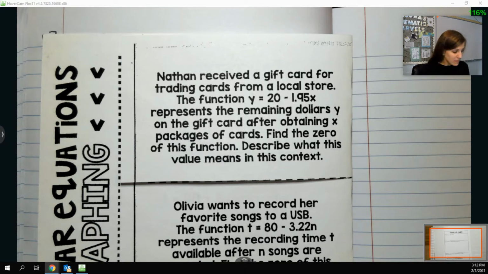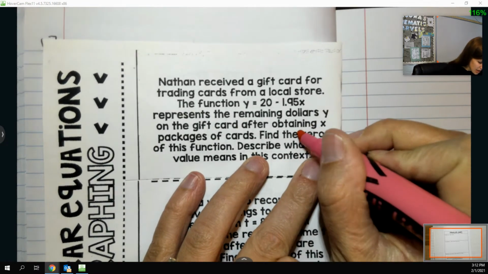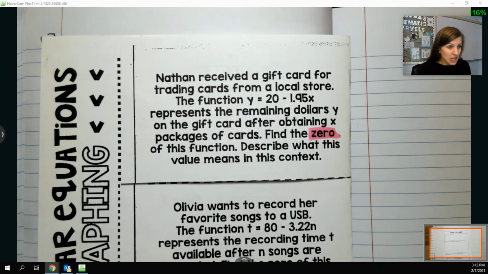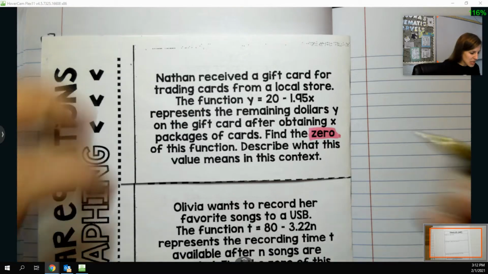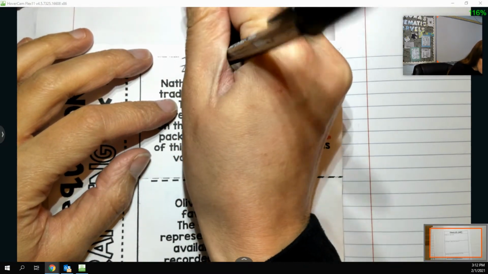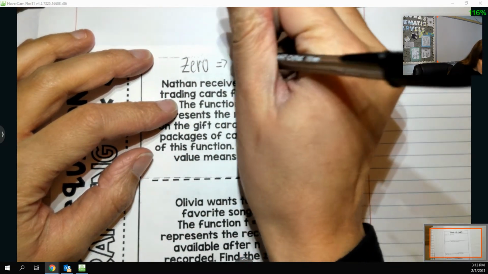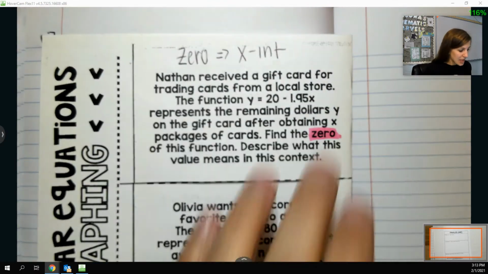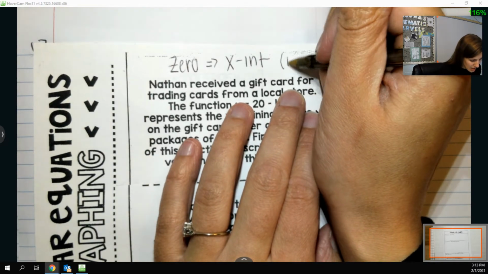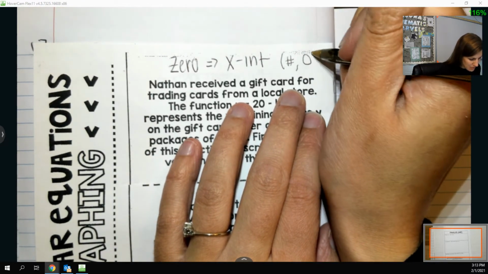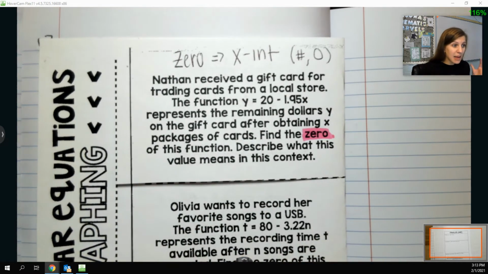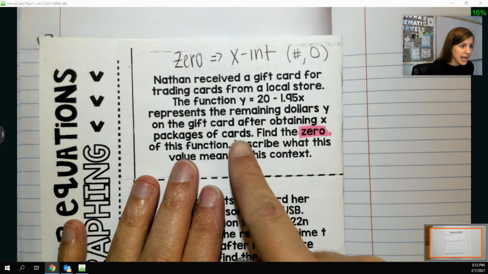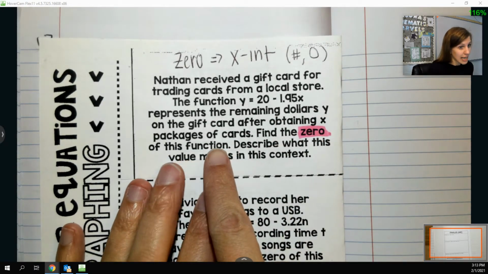So what a zero is, it's kind of like the y-intercept, but it's just the x-intercept instead. So zero is just a fancy name for your x-intercept. So that's all we're trying to find. And the x-intercept is at some number, comma 0, which means I'm going to figure out when I've spent all my dollars, how many packages of cards did I get?